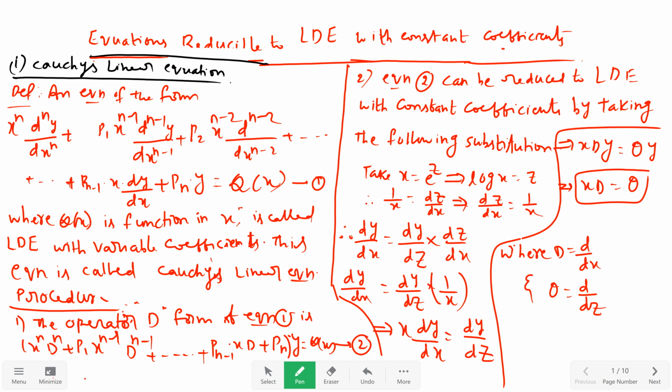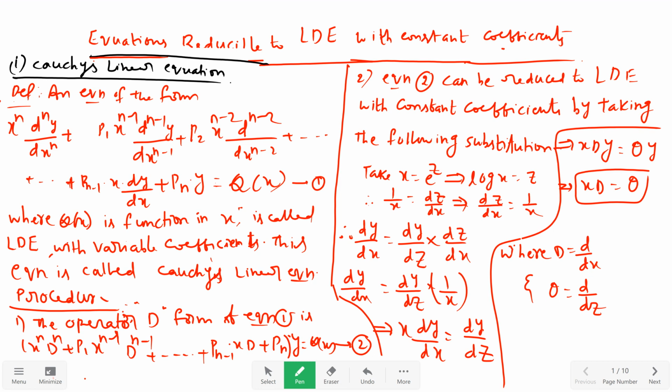The next one is Legendre's linear differential equation. These two are second and higher order linear differential equations with variable coefficients. These variable coefficients can be reduced to linear differential equations with constant coefficients. Now, the first one is Cauchy's linear equation. First we learn the definition of Cauchy's linear equation.